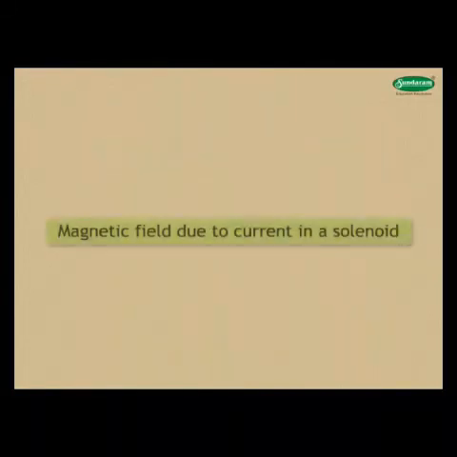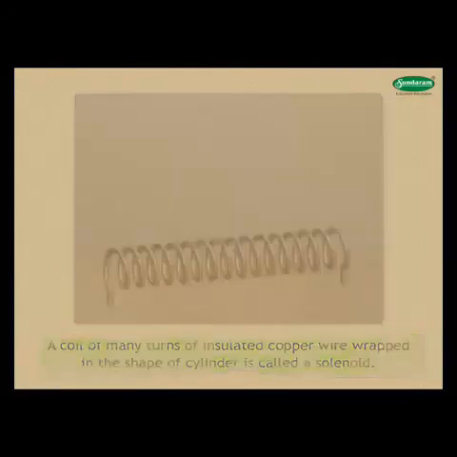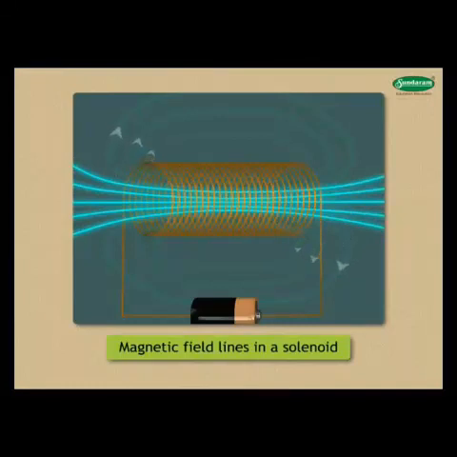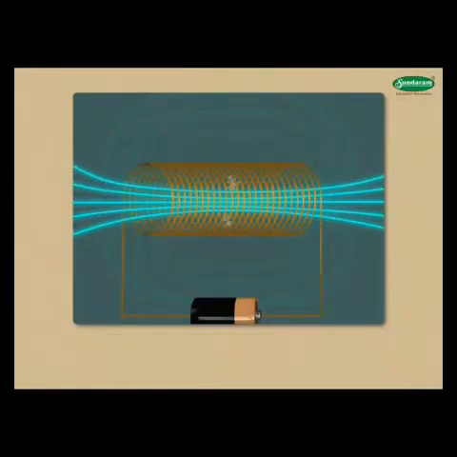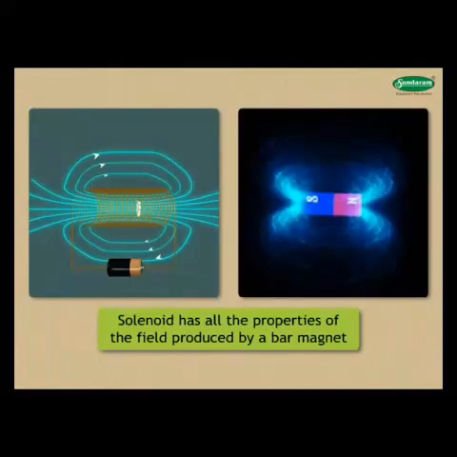objects towards it. Magnetic field due to current in a solenoid. A coil of many turns of insulated copper wire wrapped in the shape of a cylinder is called a solenoid. The magnetic field lines in a solenoid through which current is passed are shown here. These lines are similar to the lines of a bar magnet. One end of the coil acts as south pole and the other end as north pole. Thus, a solenoid has all the properties of the field produced by a bar magnet.